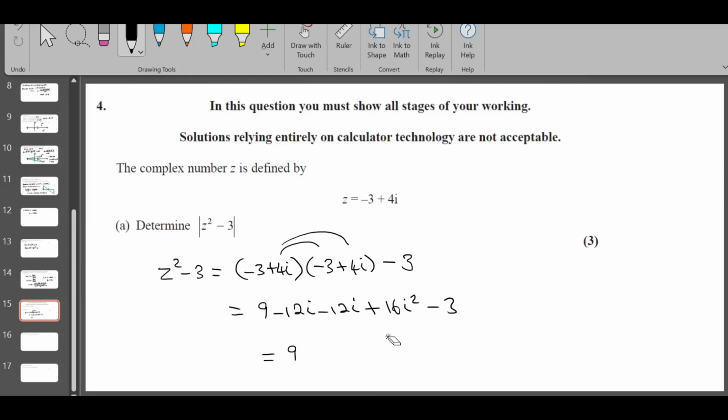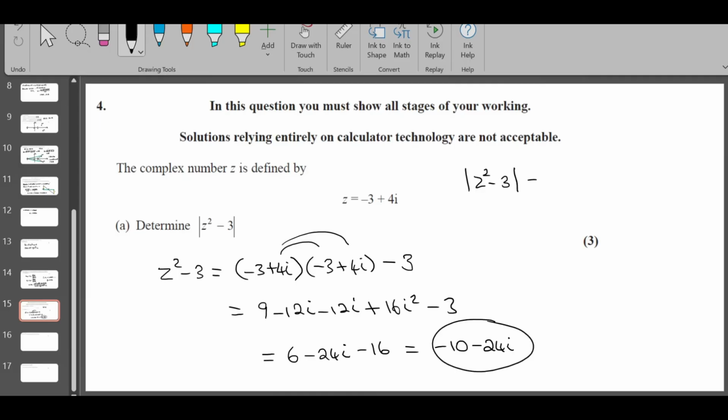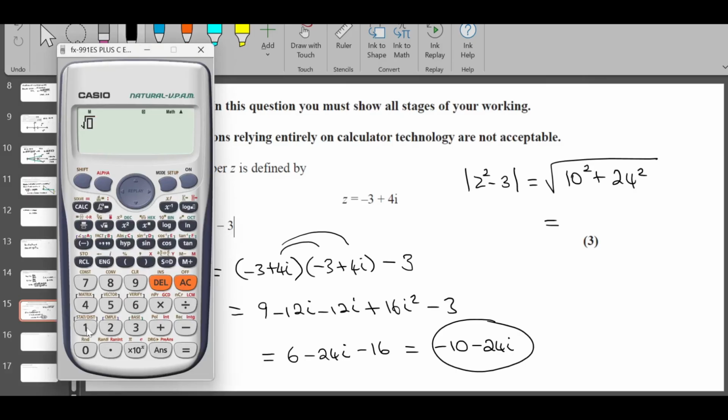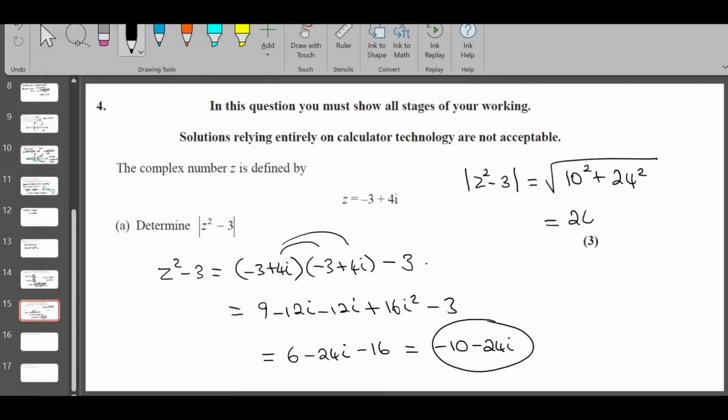So it's basically 9 minus 3 is 6, minus 24i. i square is negative 1, so minus 16. You'll get 6 minus 16 is minus 10 minus 24i. So when they say modulus of a complex number, z square minus 3 is a complex number, you can just take square root of 10 square plus 24 square. So square root of 10 square plus 24 square, 26, that's all. So 3 mark question.